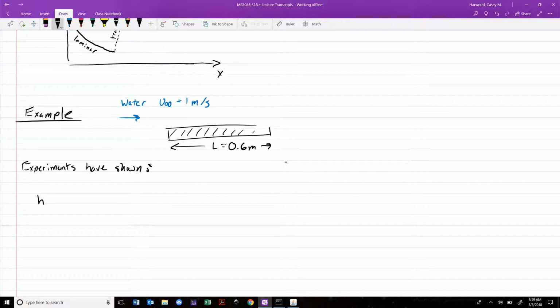The convective heat transfer coefficient h can be written as a function of x, and it tends to follow one of two behaviors. It can be described as a C sub L coefficient times x raised to the negative 0.5 power in laminar flow, and C sub T times x raised to the negative 0.2 in turbulent flow.